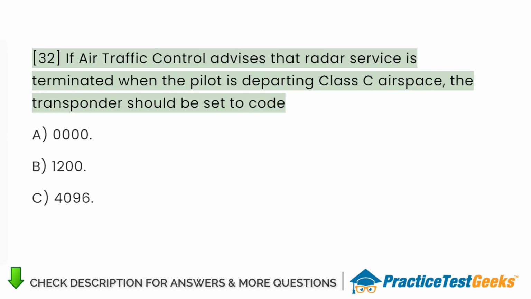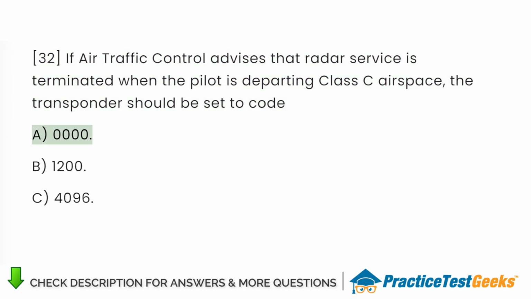If air traffic control advises that radar service is terminated when the pilot is departing Class C airspace, the transponder should be set to code A. 0000, B. 1200, C. 4096.